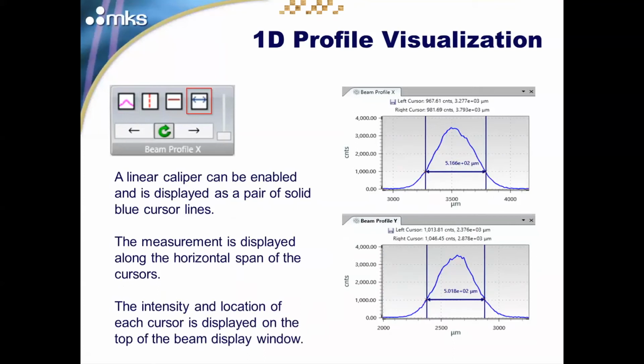A linear caliper tool is also available, and that pops up a second solid blue cursor line, and then the span is automatically measured between those two cursors, and the little X's that you can see on the profile data are the point along that profile that's currently selected. That information about the intensity and location of each cursor is provided at the top of each window.